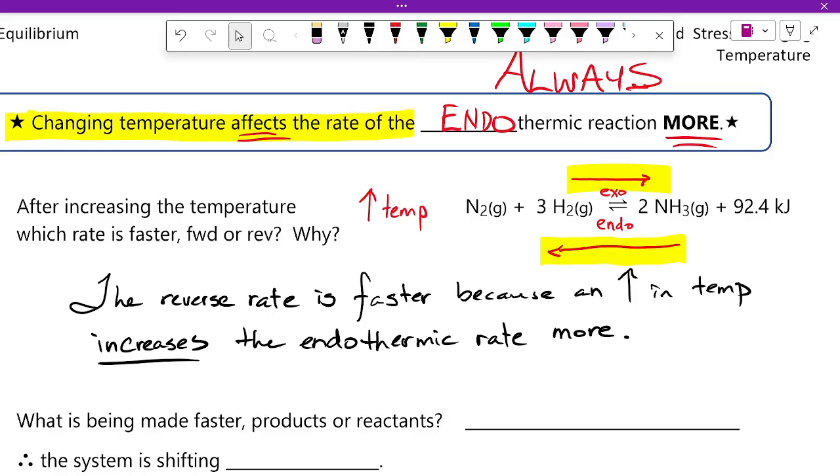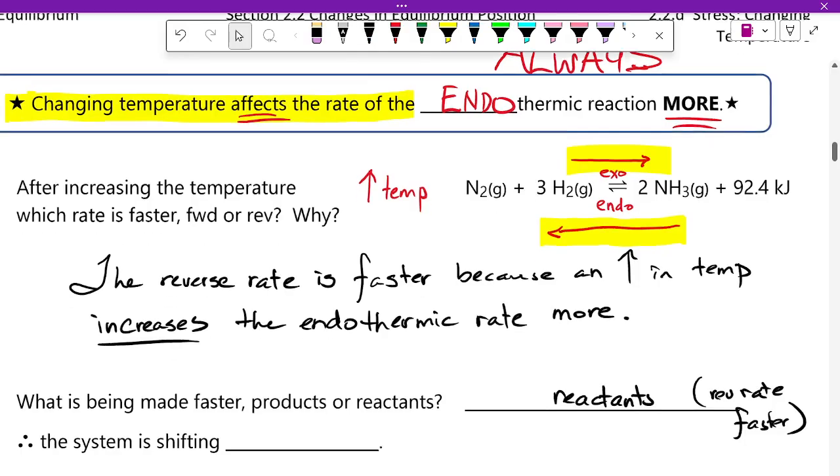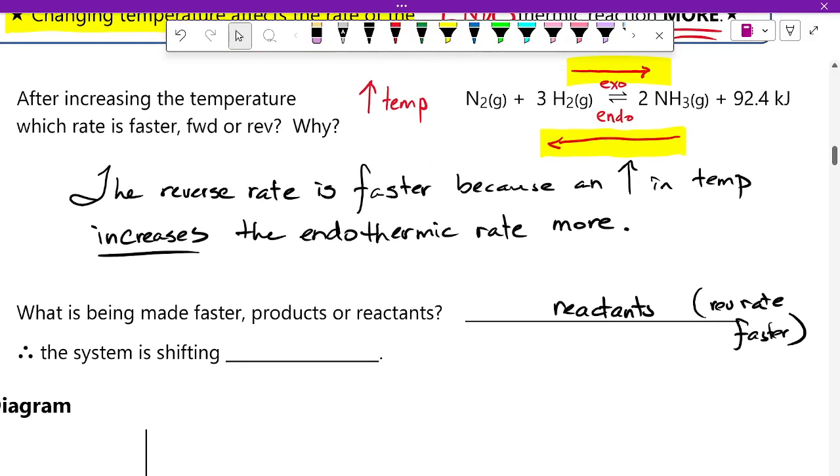Okay. What is being made faster? Products or reactants? Reactants. Since the reverse rate is faster. And if the reverse rate is faster and we're making reactants faster, the system is shifting which direction, left or right? Left.